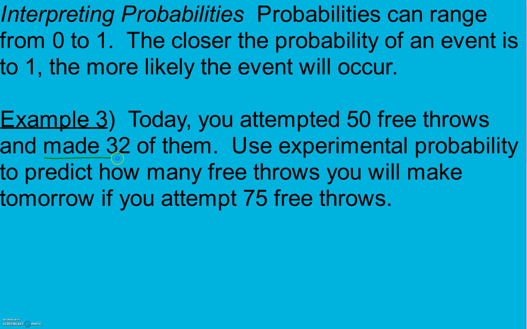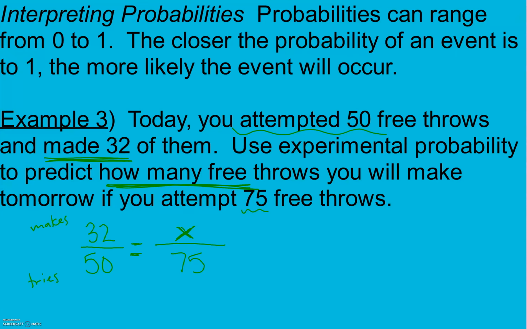So again, we're looking for the made free throws. How many made free throws are you going to have? So yeses is 32, our favorable or our successes, and we attempted 50. So that's our total number of trials. Now we want that same success rate. So we want to know how many free throws. We don't know. Remember, this is our makes, and this is our tries. We don't know how many we're going to make, but we know that we're going to try 75. We can solve proportions a number of ways, but one of those ways is to use cross products.